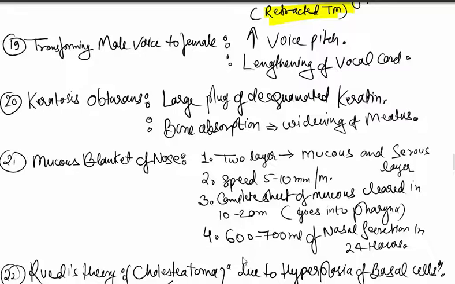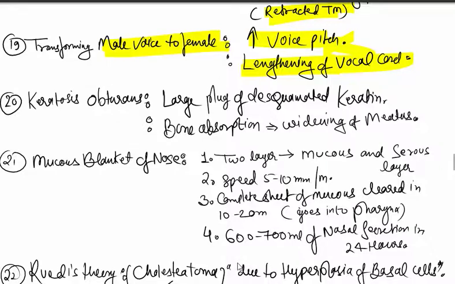Next one, transforming male voice to female. Male voice को female में करना है, then we have to increase the pitch. तो lengthening of vocal cord. तो फीमेल वॉइस कैसे प्रोड्यूस होती है? लेंथनिंग ऑफ वोकल कॉर्ड, या दूसरे तरीके से बोल सकते हैं इंक्रीज वॉइस पिच.